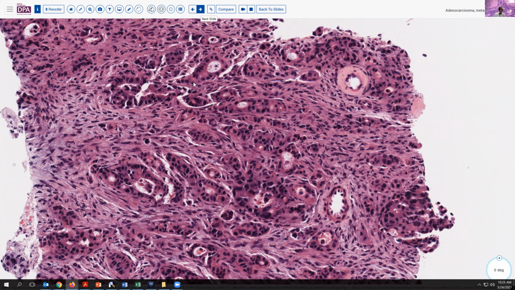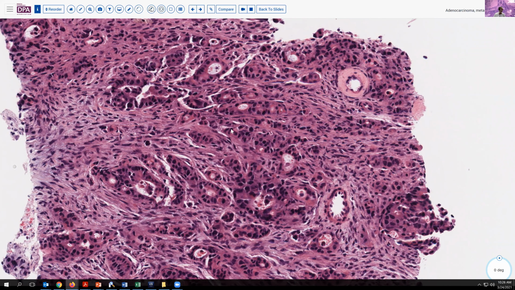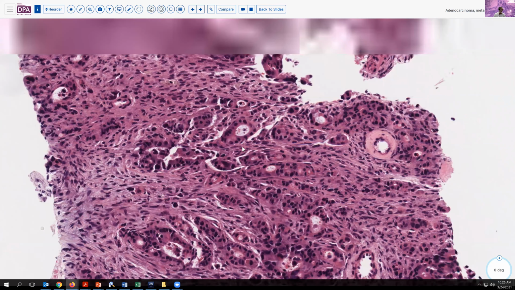And of course, with this tissue, other ancillary studies of value like HER2, maybe MMR or other targeted therapy considerations can be resolved using tissue of this sort.